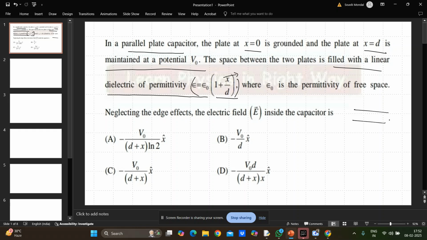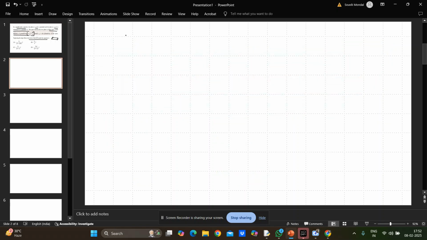Edge effects means that the plate is finite. They are basically telling us to treat it as infinite. Don't bother about these edges. They are looking like infinite plates. Okay, so the electric field E inside the capacitor. First, try to draw what they are trying to tell.